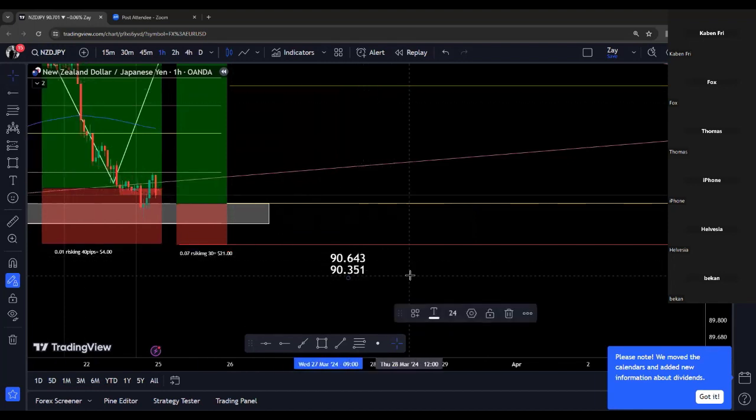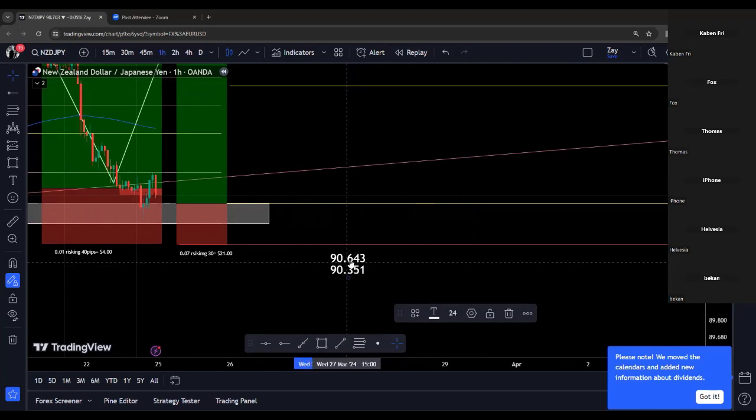So look at it this way. The pip is not the very last digit, but for JPY, it's the second digit after the decimal place. So this is the pip count. Say 90.643. Anytime it moves, say if it went from 64 to 63, that's 1 pip. 63 to 62, that's another pip. So 64, 63, 1 pip, 62, 2 pips, and so on and so forth.